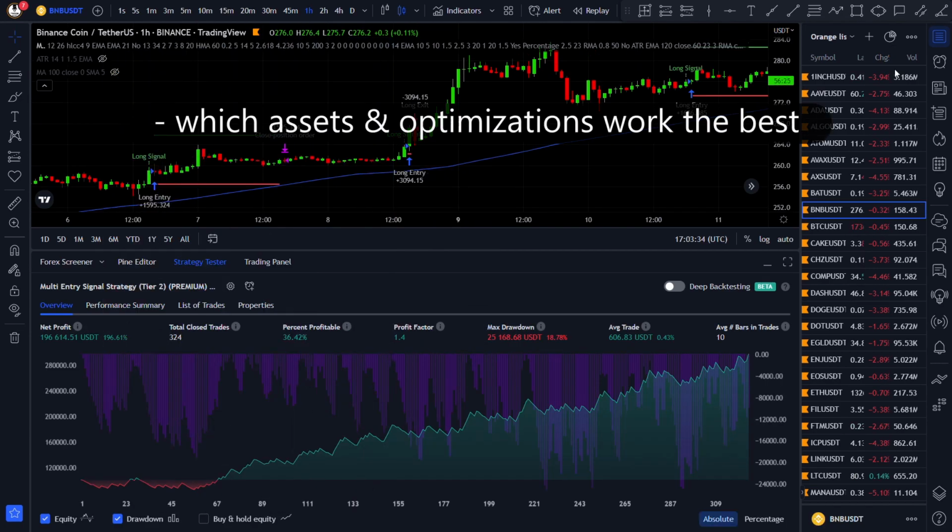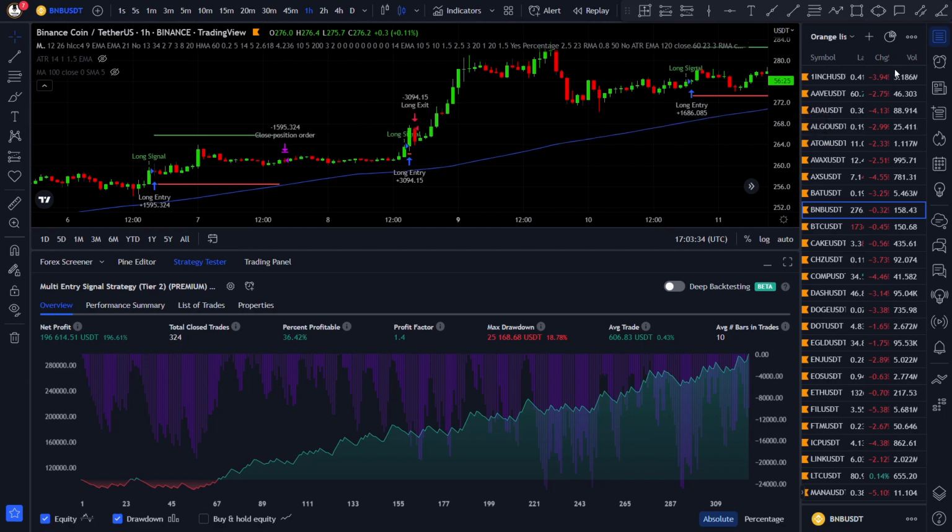You will see which assets or optimizations were profitable on, after their optimization date, and also on 1 year of price data before their optimization date. This will give you a clear understanding of how diverse our strategies and optimizations are. So let's dive in and see how our optimizations perform.